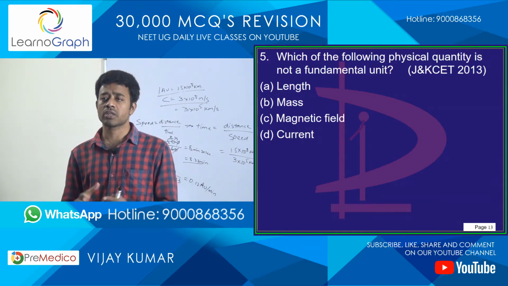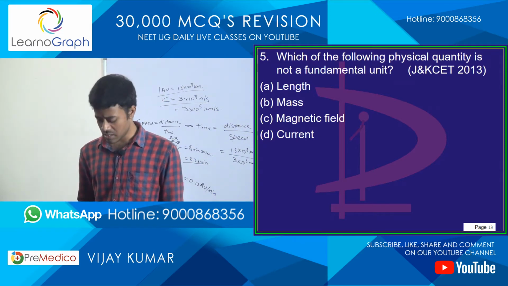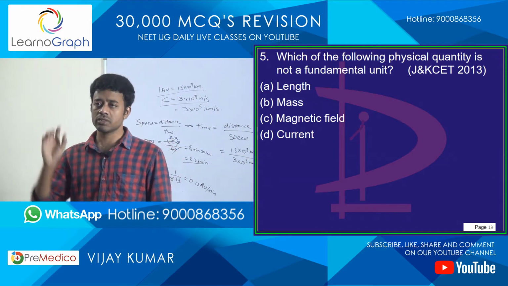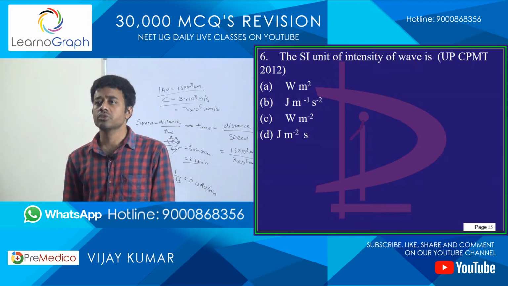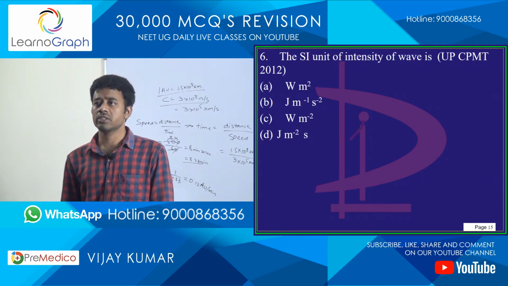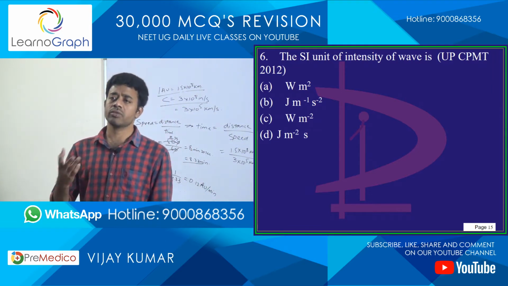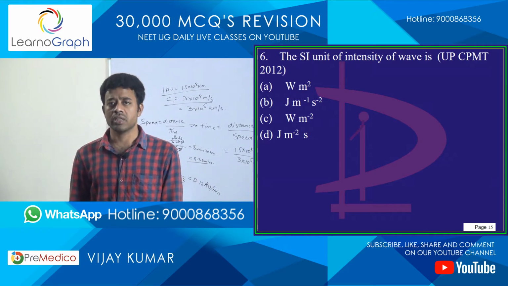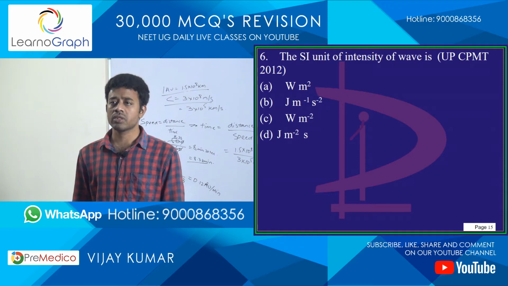Here the fundamental physical quantity means the physical quantity which can exist on its own, not depending on any other physical quantity, and almost all the physical quantities can be represented in terms of the 7 fundamental physical quantities. Next we have the SI unit of intensity of wave. Here what you have to understand is intensity. Intensity of wave is the power of the light incident per area.